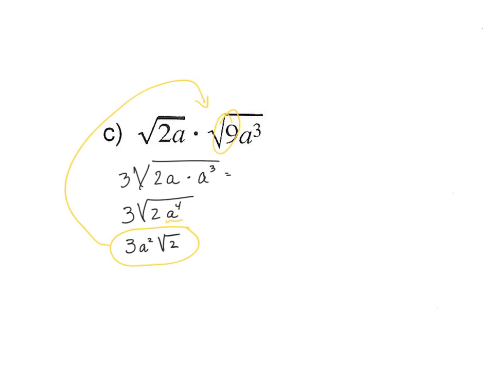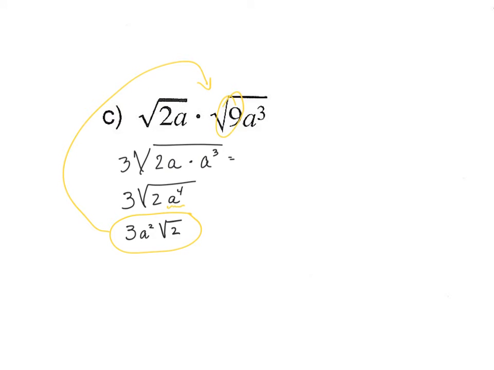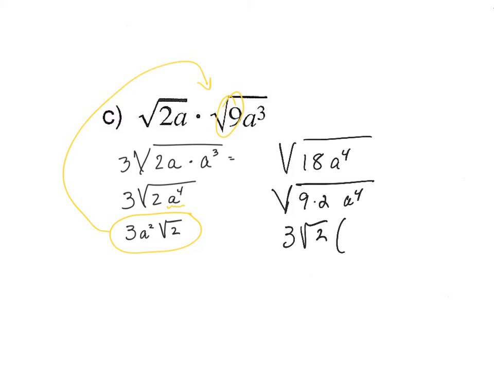I could have just said, okay, well, that's the same thing as the square root of 18 a to the 4th, and I know that 18 is going to be 9 times 2, a to the 4th, which is going to be then 3 square root of 2 times a to the 2nd, which is 3a to the 2nd square root of 2. So depending on how your mind works and the way you see these mathematical skills, you could have done it in a different order and still come up with the same answer.